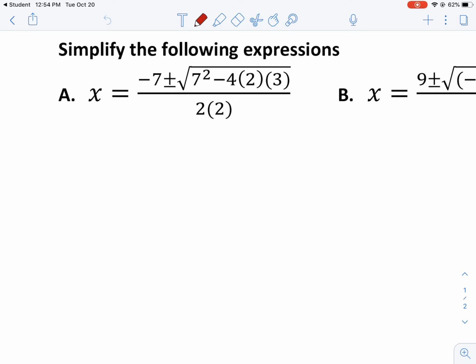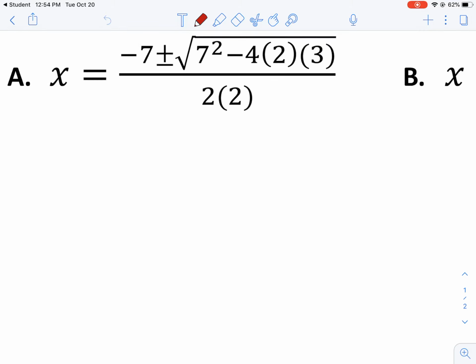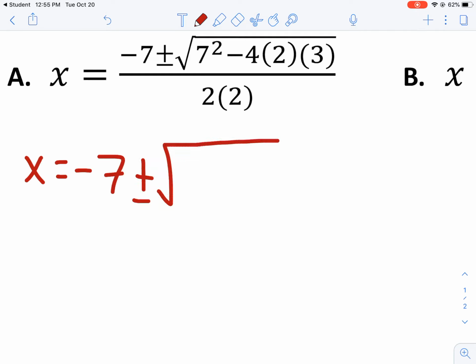With some numbers plugged in, what we're going to do is work on simplifying. I'm going to walk you through how you would simplify this and the process, because it looks hard, but you can do a lot of the steps at the same time. So the first thing, we don't really have anything to do there, so I'm just going to leave that as -7. We've got our plus or minus, our square root. Now there's a bunch of stuff that we can do inside the square root.